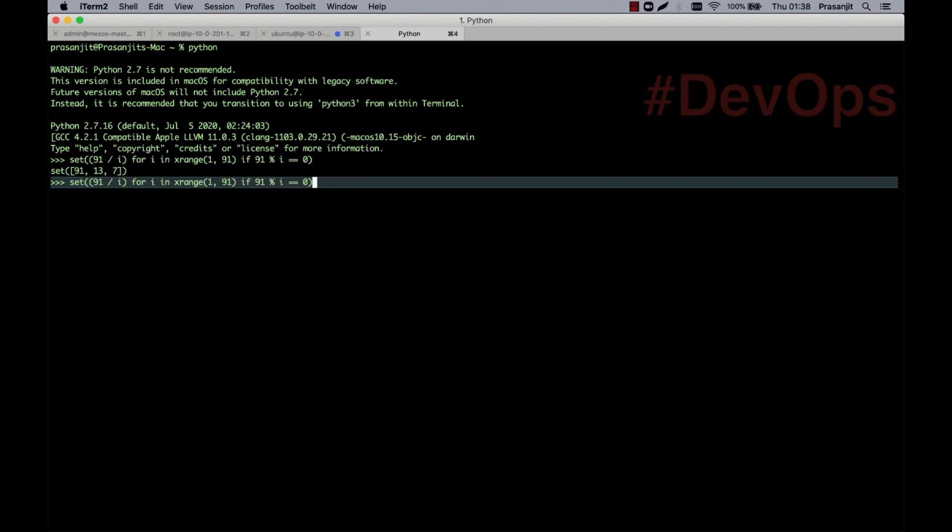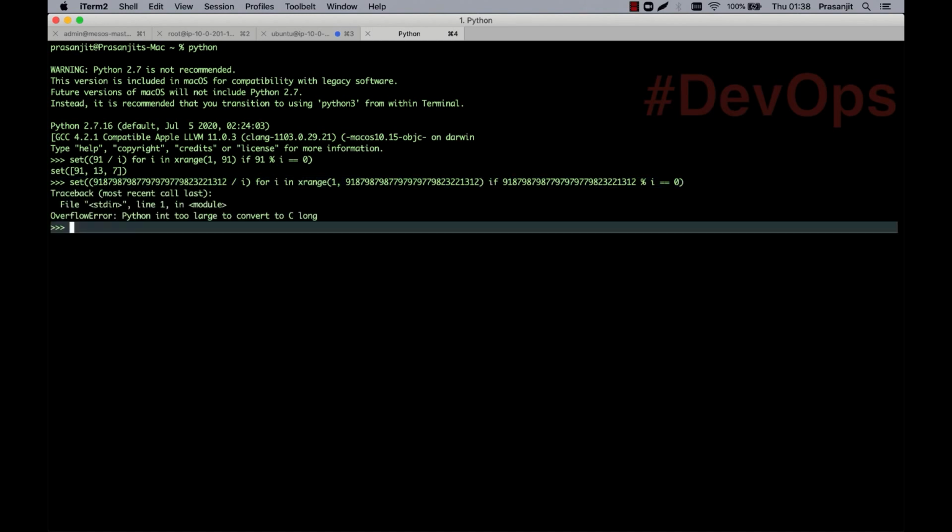But if I take a very large number, let's see how long my laptop takes to calculate this one. What we are doing is just factorization, but that will give you an idea what happens when we take large prime numbers. So I'm replacing the 91 with this large number, but that was too large for Python to convert to C long. So let me reduce it a bit. This should be fine, and let's hit enter.